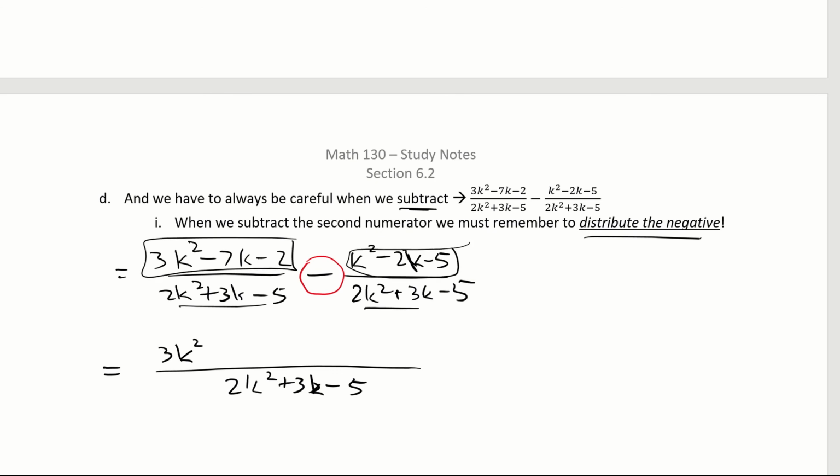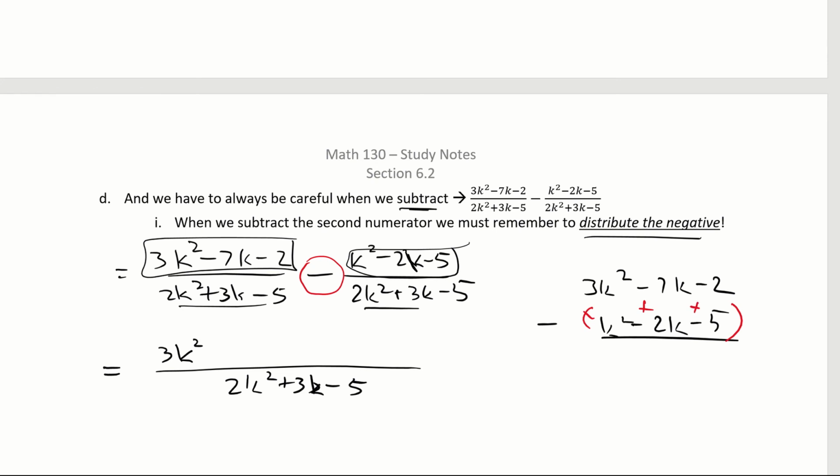Have you ever subtracted polynomials before? Let me jump to the side. What we're being asked to do is go 3k squared minus 7k minus 2 and subtract, what was it again? k squared minus 2k minus 5. Do you recall how that's done? That's right. You're going to change the signs in here.